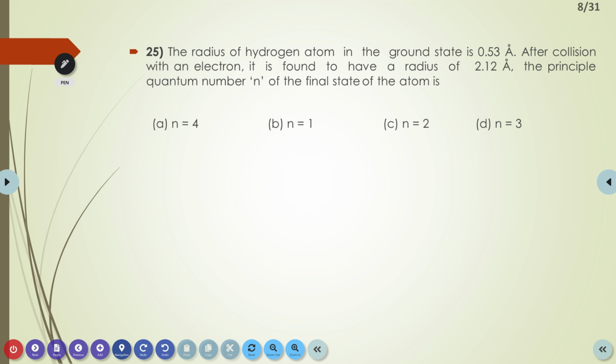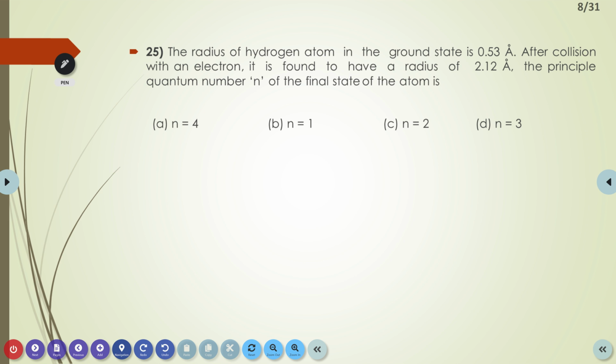Next. The radius of the hydrogen atom in the ground state is 0.53 angstrom. After collision with an electron, it is found to have a radius of 2.12 angstrom. The principal quantum number n of the final state of the atom is?